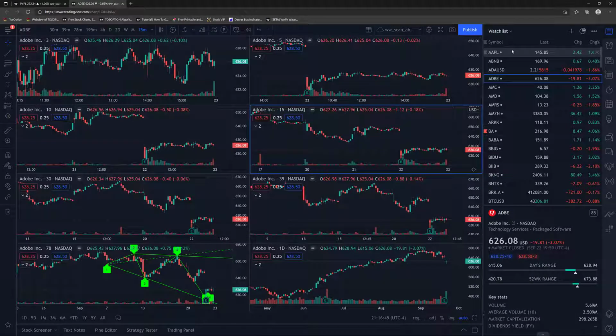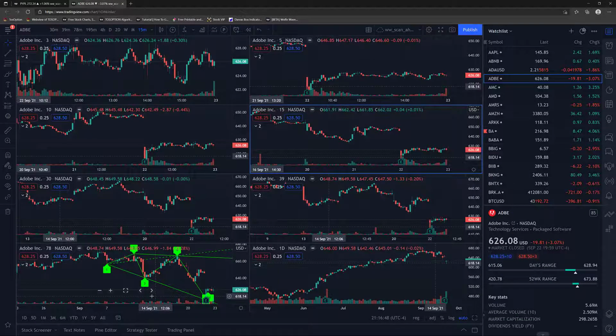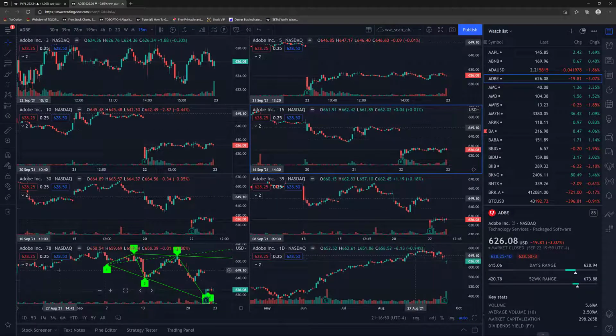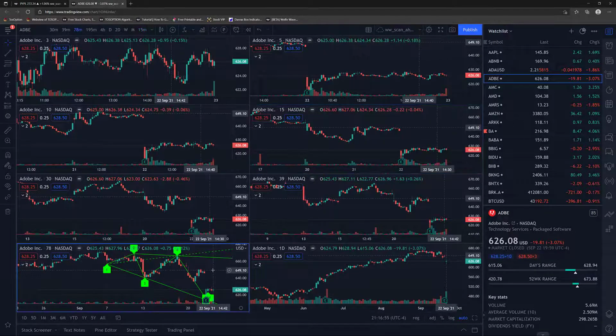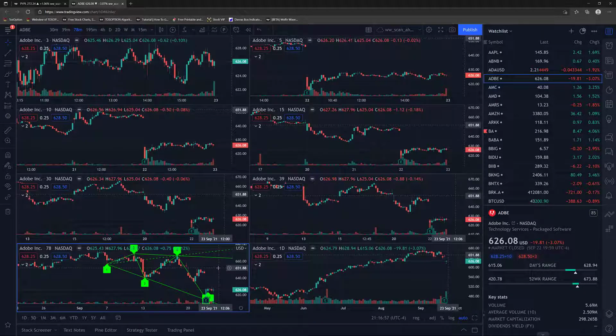And oh, look at that. So you've got a Wolfe Wave here on a 78-minute time frame for Adobe. And what I would probably do here is expand this.